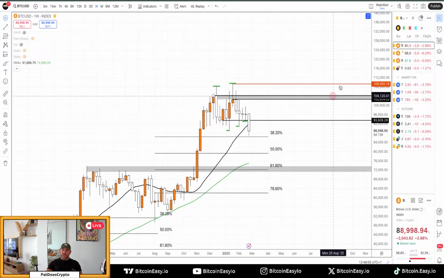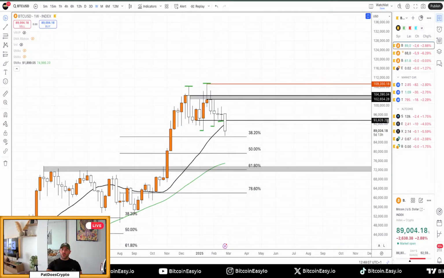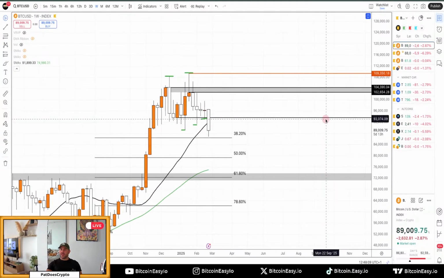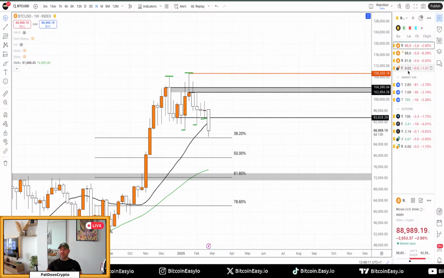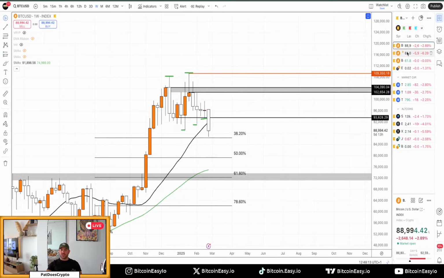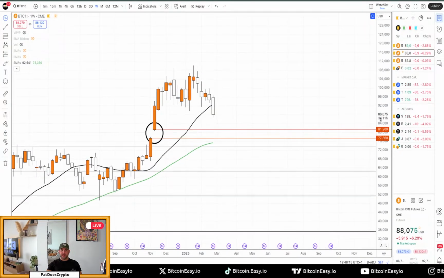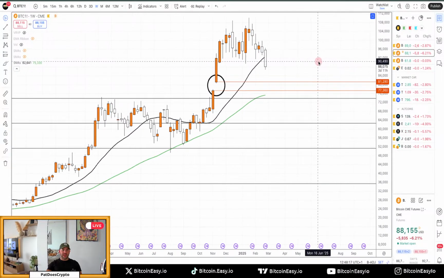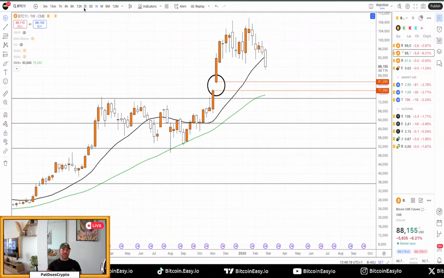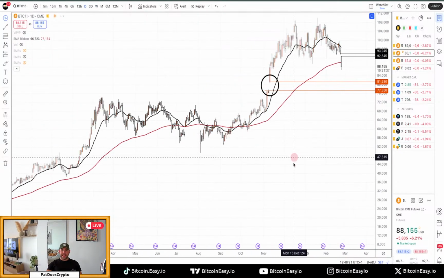All right, guys, I think that's it. I just want to look at one more thing that I haven't looked at with you guys before, and that is the futures chart here, the CME chart for Bitcoin. There we have some really significant gaps that we need to look at. Let me switch it over here to the daily chart.